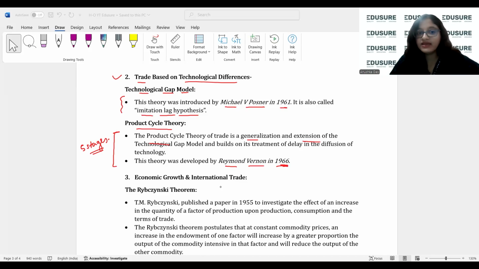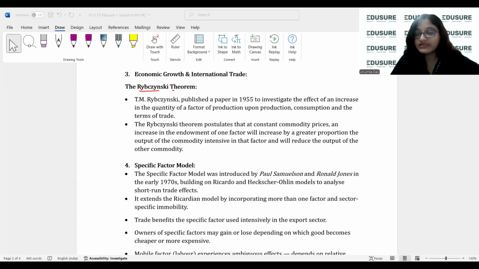Now the next topic is economic growth and international trade. Here we need to know about the Rybczynski theorem. Basically, in case of economic growth, if the physical amount of the factors of production goes up, what will be the impact on international trade? Suppose L and K both double. Then the production possibility frontier itself will shift up, so the potential of the economy will grow. If they are both rising in the same proportion, that is balanced growth. But if there is disproportional growth in the factors, there will be disproportional growth in the economy also.